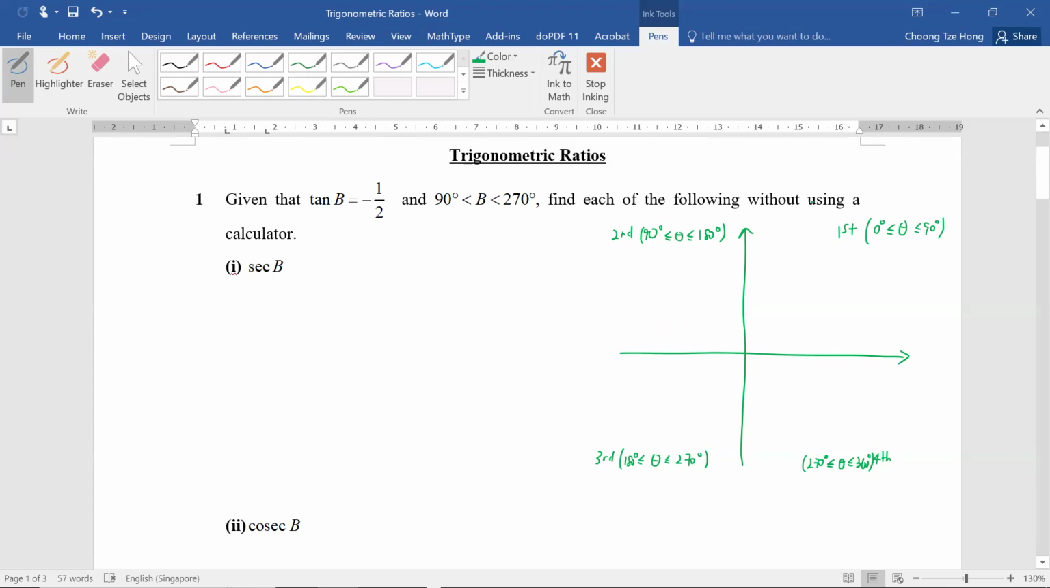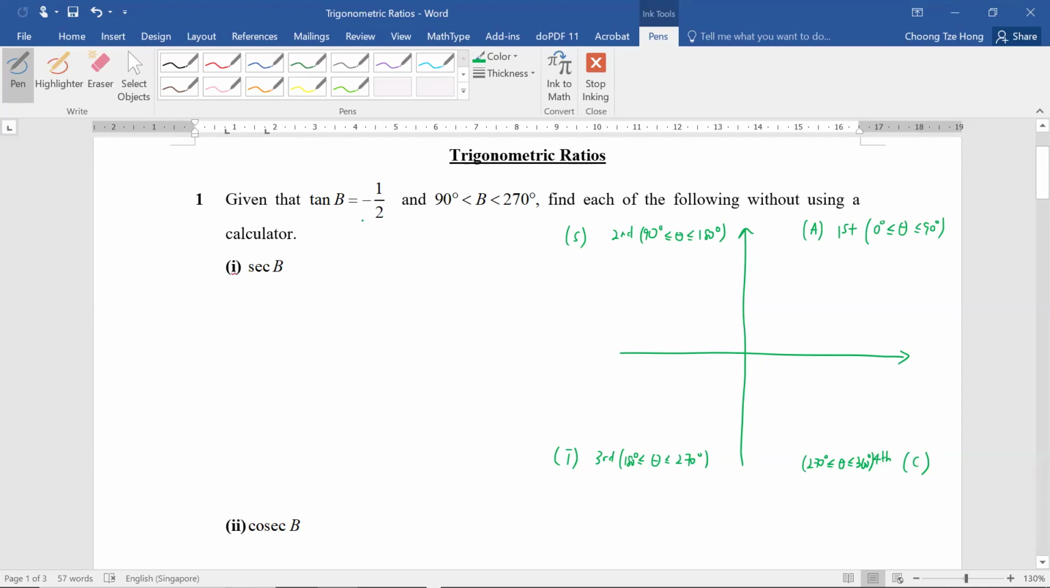If you recall also, these four quadrants we call A, S, T, and finally C. Why do we call them A, S, T, C? A stands for all. In the first quadrant, all three trigo ratios, sine, cosine, and tangent, will be positive. In the S quadrant, only sine will be positive, so cosine and tangent will be negative. Then in the third quadrant, sine and cosine will be negative, only tangent is positive. And finally, in the fourth quadrant, only cosine is positive. The other two trigo ratios are negative. That's why we call it ASTC.